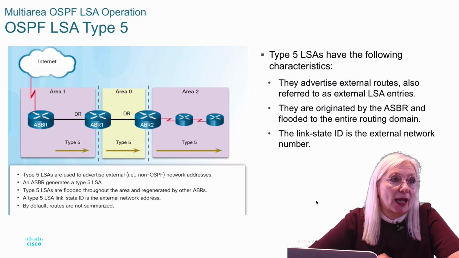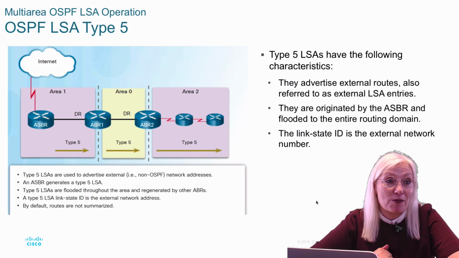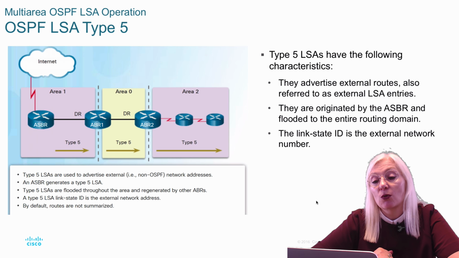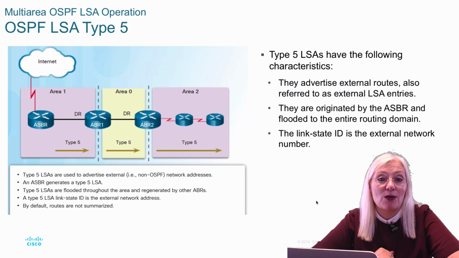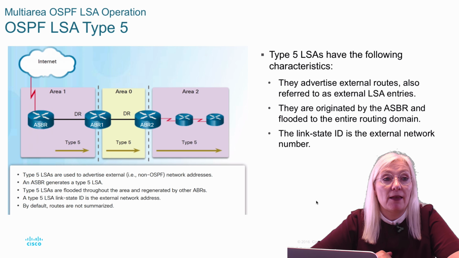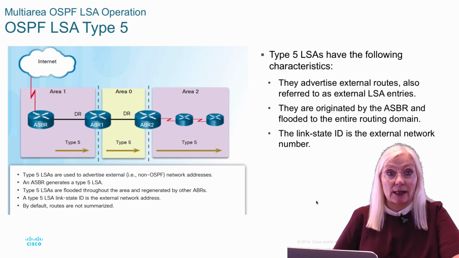And a type 5 is what we use to advertise an external route, a non-OSPF route. That could be if we have a connection to other types of routing protocols, we can use a type 5 to identify that and put it in as an external route. So that is the type 5.